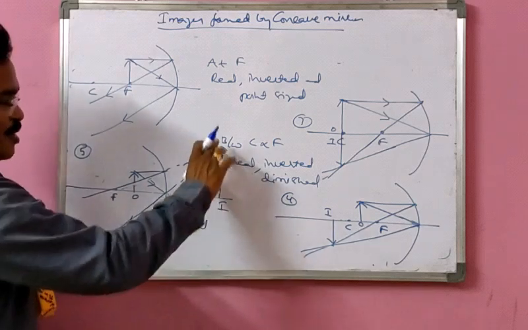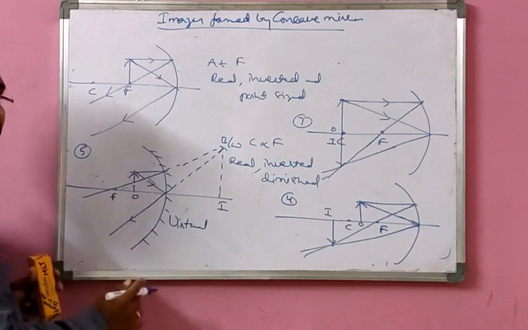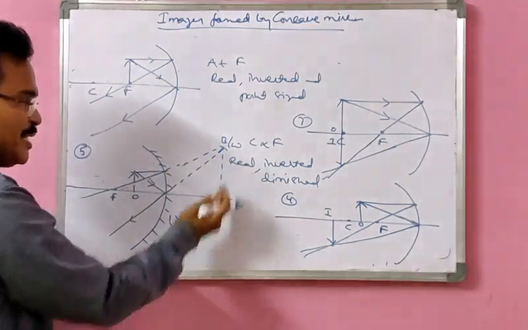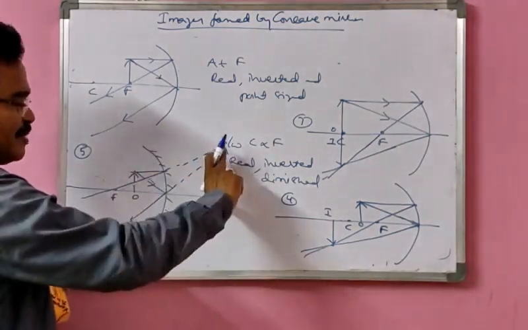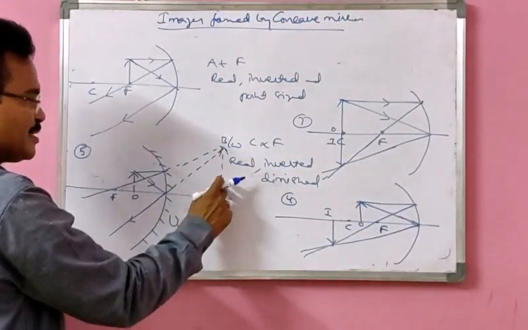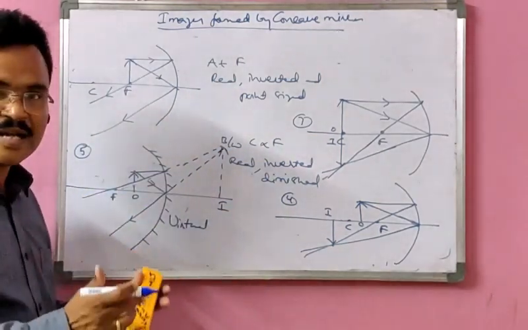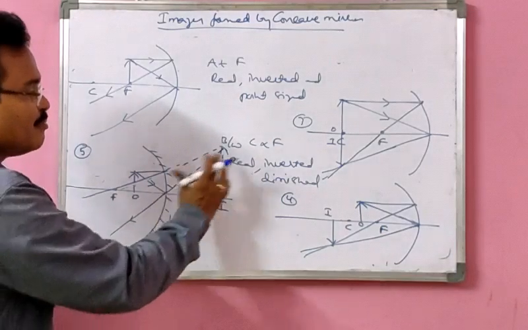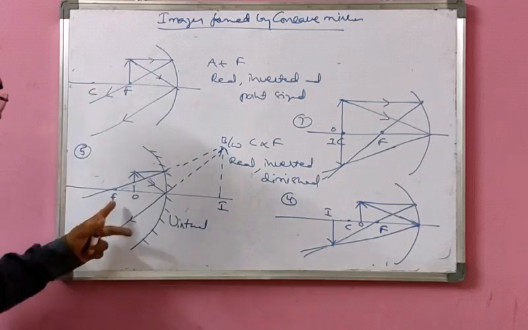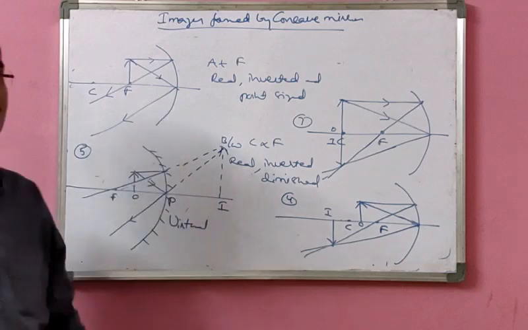And it is, you can see, formed behind the mirror. It is bigger than object. So it is virtual and erected. You can see object and image will be on the same side, upright position. So it is virtual, erected, and highly magnified, formed behind the mirror when the object is placed between F and P. If the object is placed between F and P, this is going to happen.